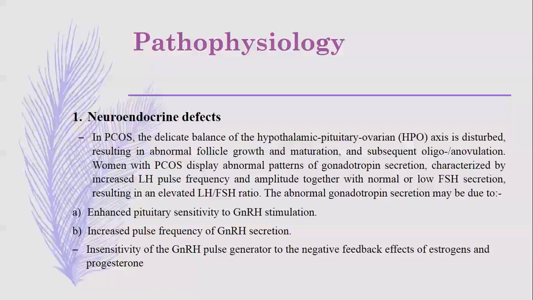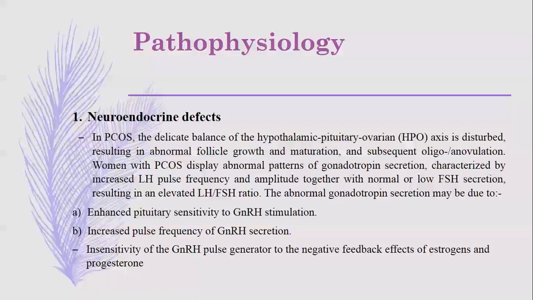The delicate balance of the hypothalamic-pituitary-ovarian axis in this patient is disrupted, resulting in abnormal follicle growth and maturation. This will subsequently lead to oligo-ovulation or anovulation. Women with polycystic ovary syndrome display an abnormal pattern of gonadotropin secretion.